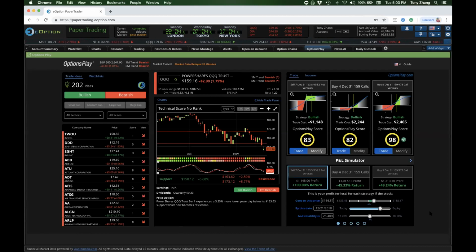What do the OptionsPlay scores tell you? In your examples, you were picking trades with lower scores. So the OptionsPlay score is simply telling you the risk to reward of a strategy. And you shouldn't let the OptionsPlay score dictate everything that you do, because all it is telling you is how well balanced that risk to reward and probability is.